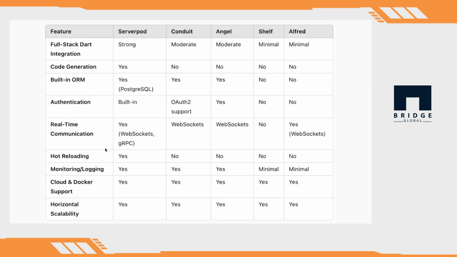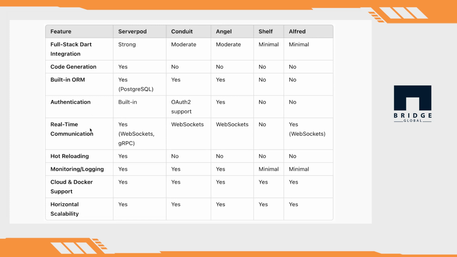Okay, so let's see. This is a comparison chart of Serverpod with other Dart frameworks. Here in this chart, you can see that Serverpod has two unique features: code generation and hot reloading. Serverpod is the only one that has these two features. None of the other frameworks have them. And also you can see that in real-time communication, Serverpod supports gRPC along with WebSockets. All others support only WebSockets. And Serverpod has built-in authentication.